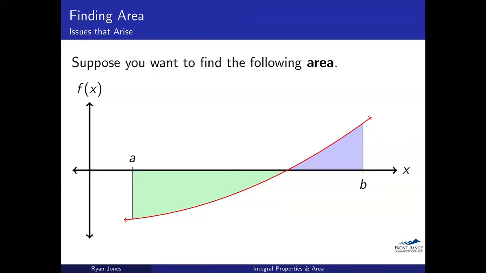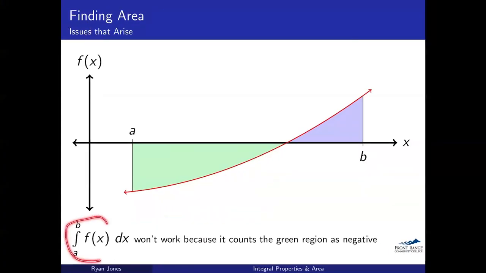So let's go ahead and look at this. Let's take a guess. Let's say, all right, if I want to find how much area is here in the green and the purple, then why don't we just try taking the integral, right? We've said before, hey, integral means area. We recognize that the integral from A to B is going to talk about the area of this function in between these regions here.